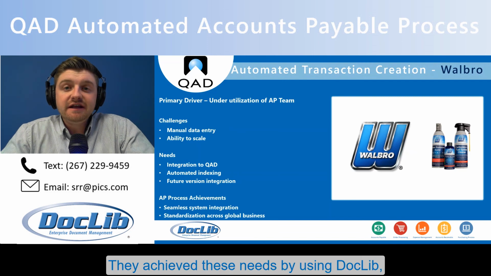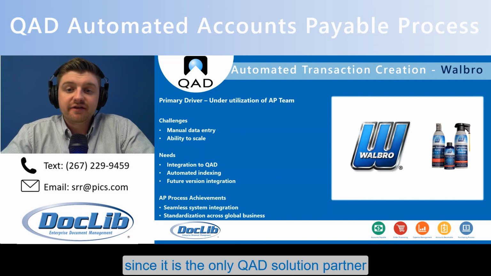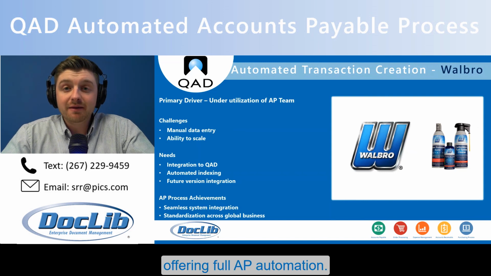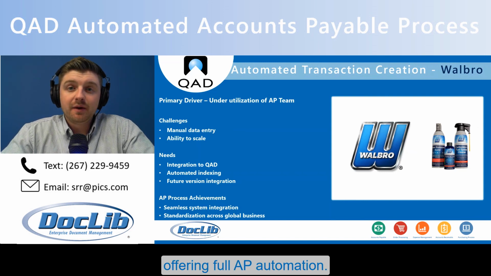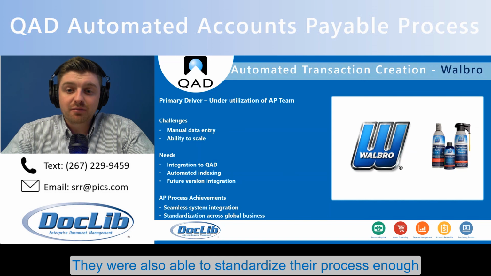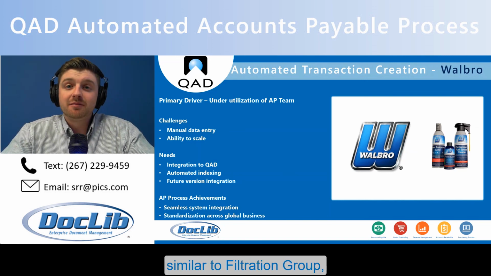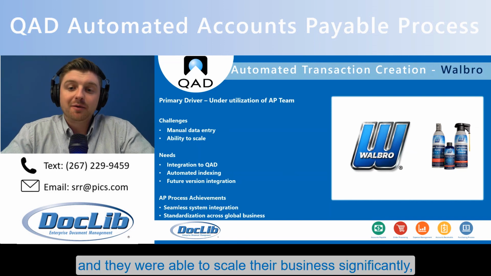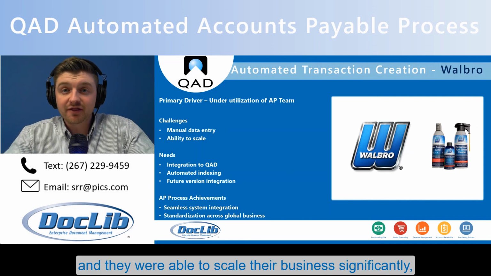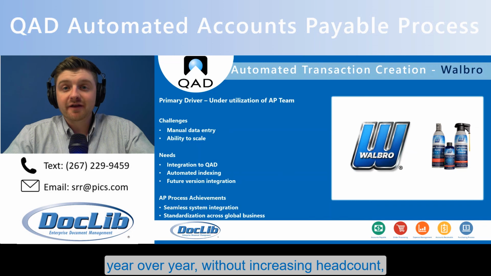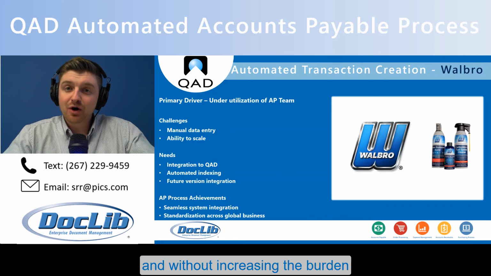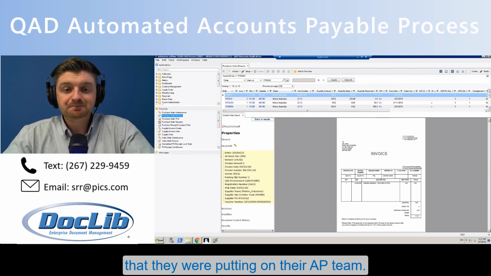They achieved these needs by using DocLib, since it is the only QAD solution partner offering full AP automation. They were also able to standardize their process enough to implement the worldwide shared service model similar to Filtration Group, and they were able to scale their business significantly year over year without increasing headcount and without increasing the burden that they were putting on their AP team.